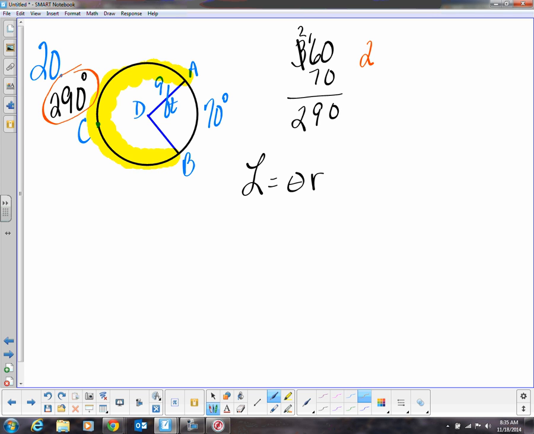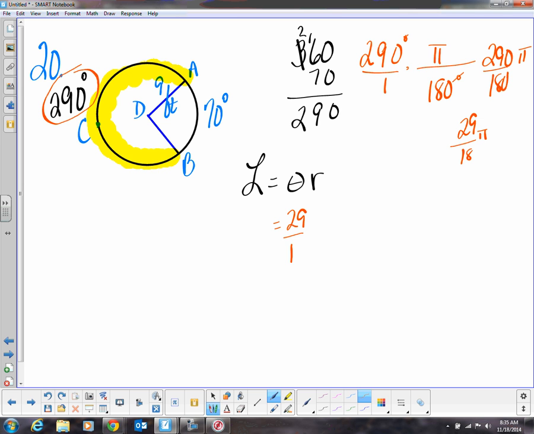So we have to convert, right? 290 degrees times what? Pi over 180 degrees, which is going to be 290 over 180 pi. How does that reduce? 29/18 pi. So this is going to be 29 over 18 pi.